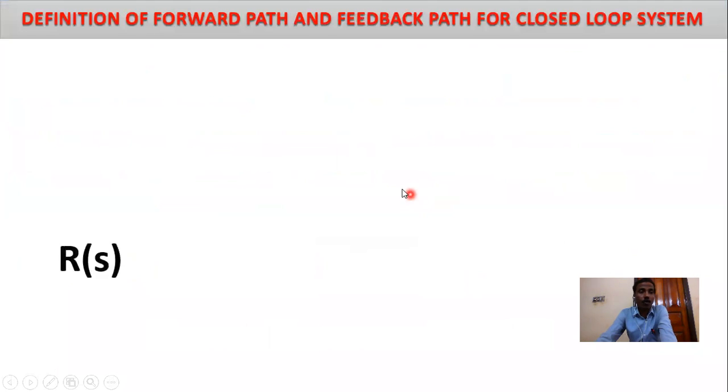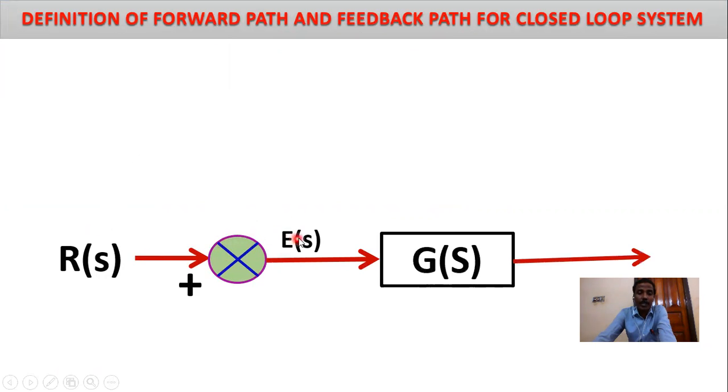Block diagram of the forward path. Definition of the forward path and feedback path for closed loop systems. So what is the closed loop? This is the R of S reference input, and this is the sum comparator or summing point, U of S actuating signal or error signal, G of S system gain or plant gain, and controlled output C of S.